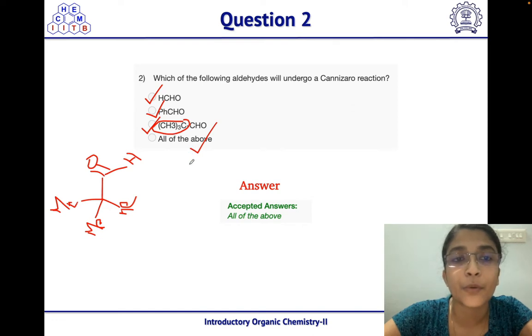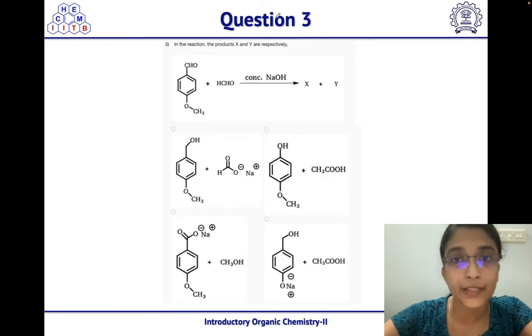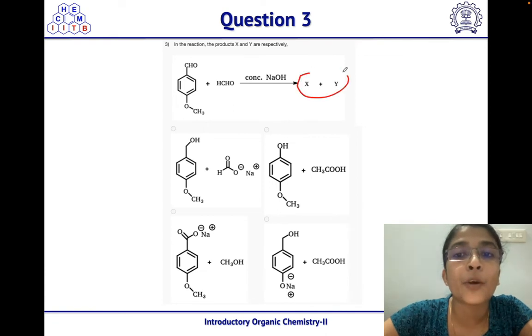Okay, we will go to question number 3 now. This is also a similar Cannizzaro reaction. In the reaction, the products X and Y are respectively what? Here they have given two aldehydes and they have treated them with a base. Then it will give compounds X and Y. So we have to identify what is X and what is Y.